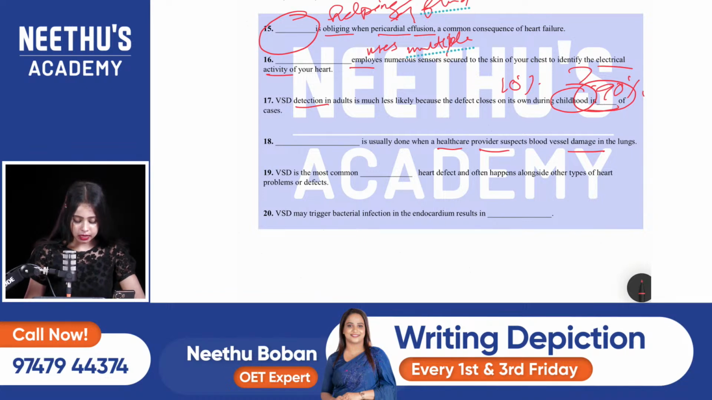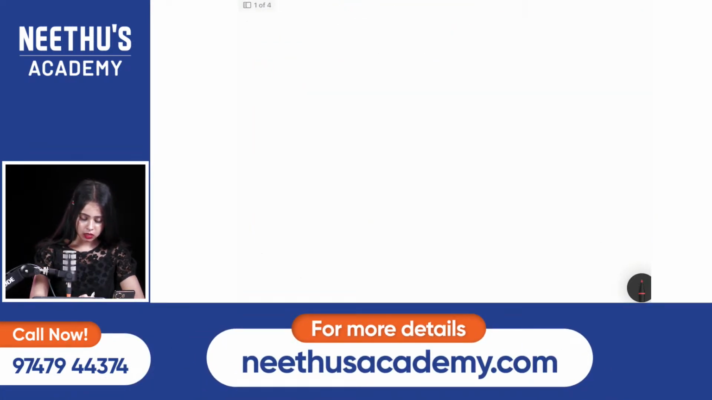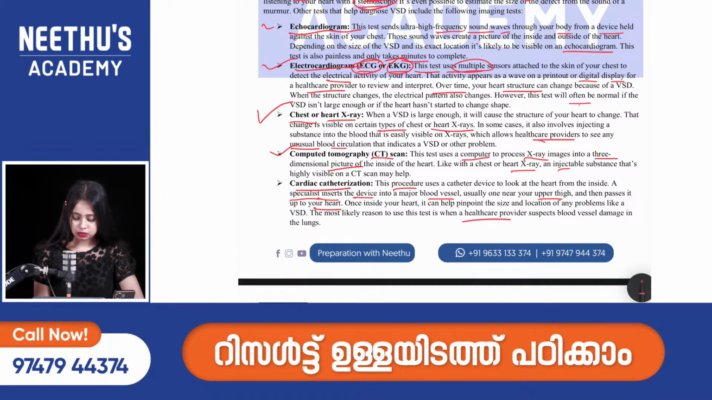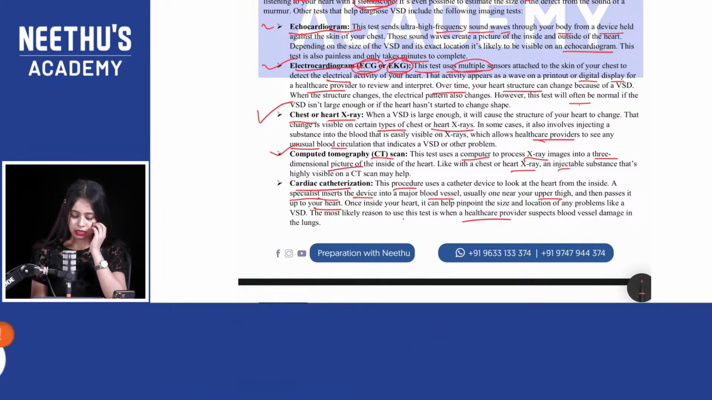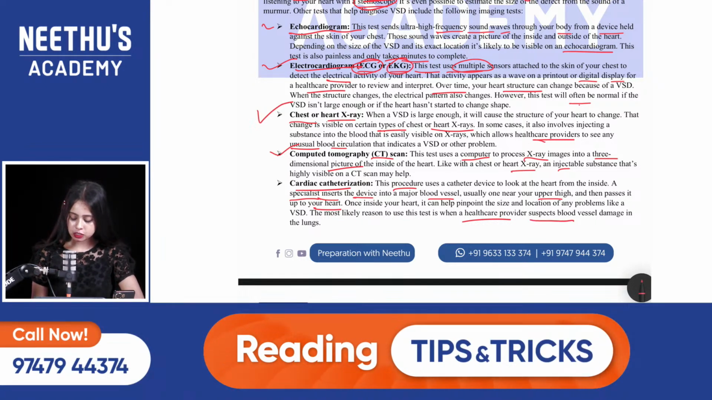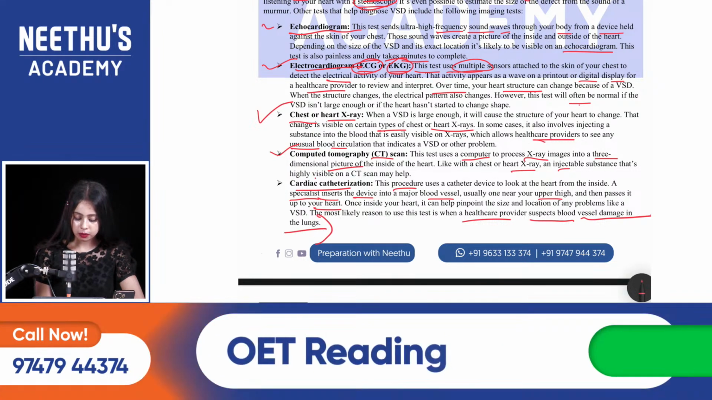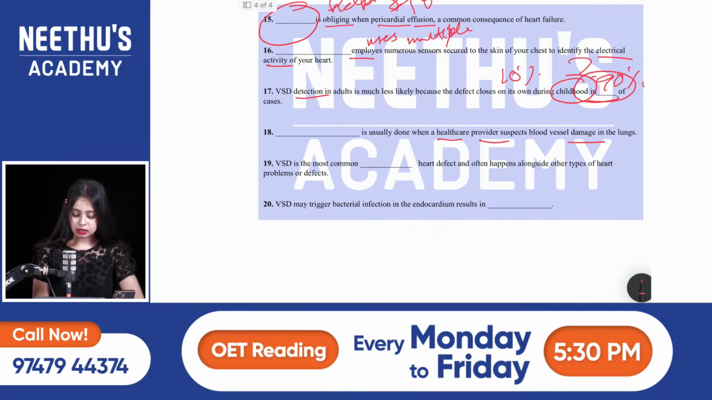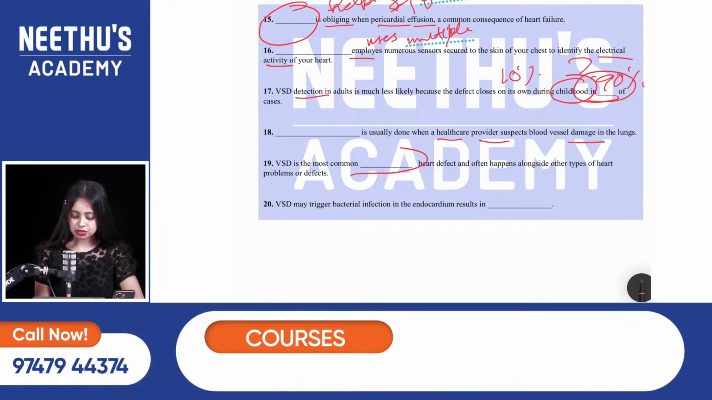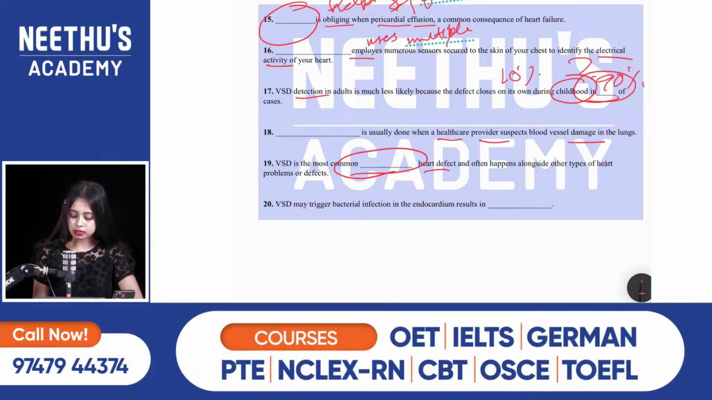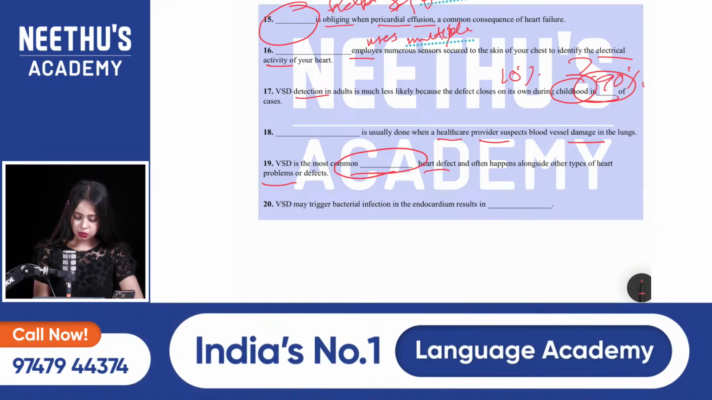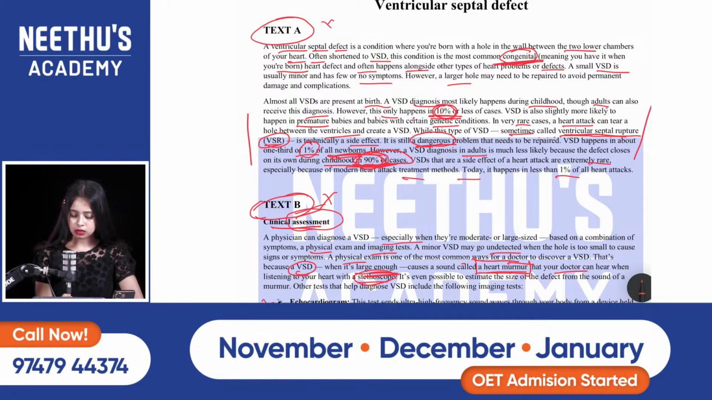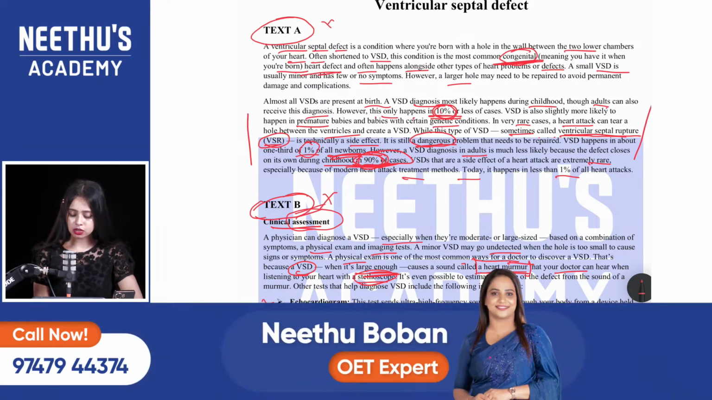So what about 18th one, guys? I think it is cardiac catheterization, right? Yes. Okay. So the most likely reason to use this test is when a healthcare provider suspects blood vessel damage in the lung. So what method? Cardiac catheterization. That is the correct answer. And 19th one. VSD is the most common dash heart defect. It often happens alongside other types of heart problems or defects. Okay, so a very simple one, which is a congenital heart disease. So answer is congenital.